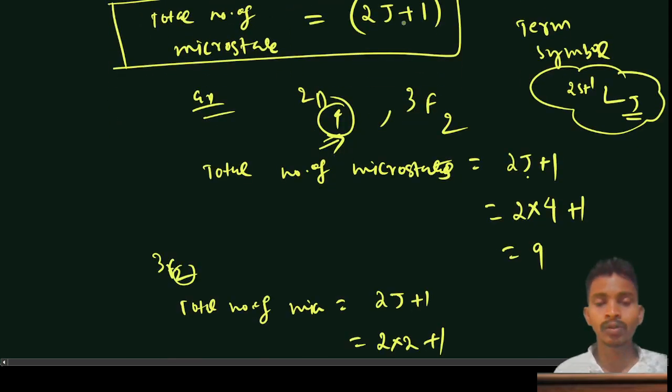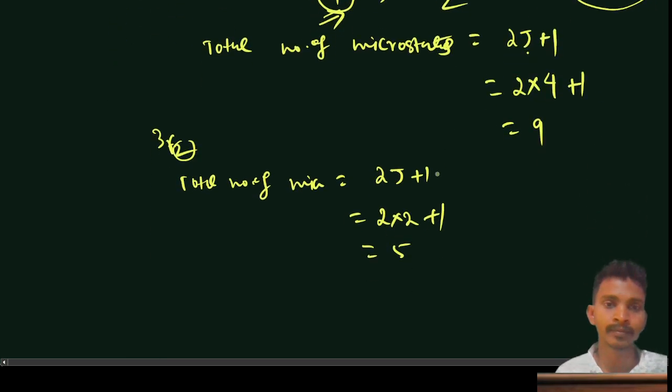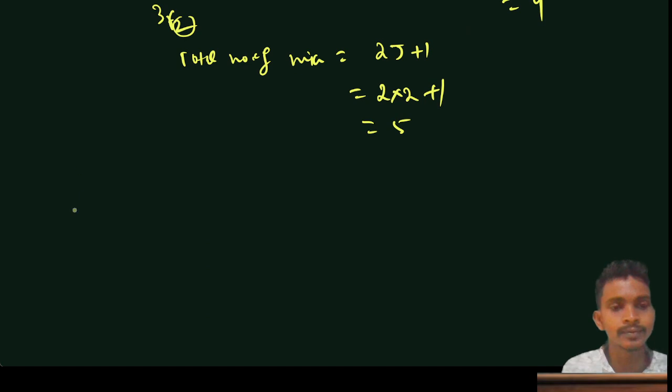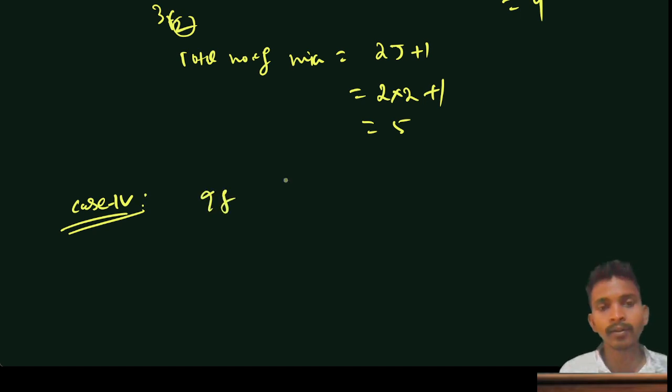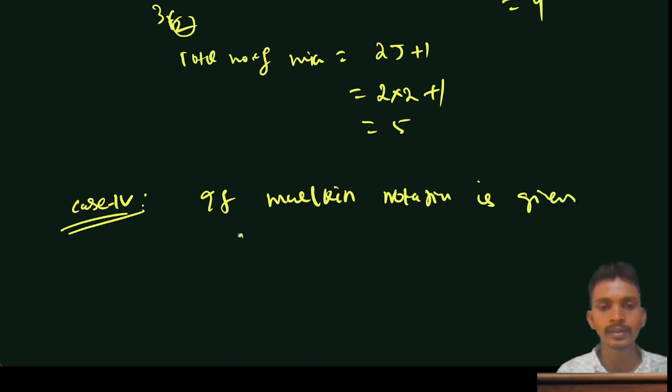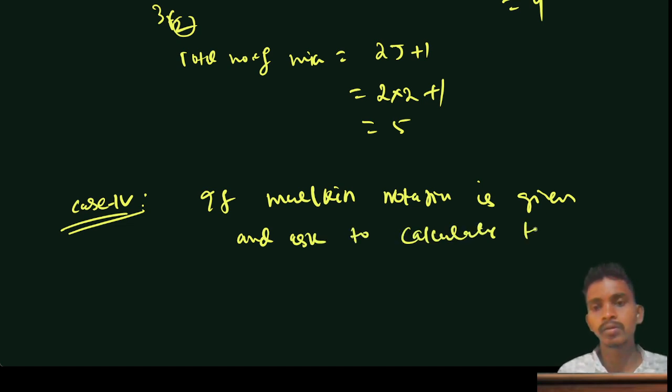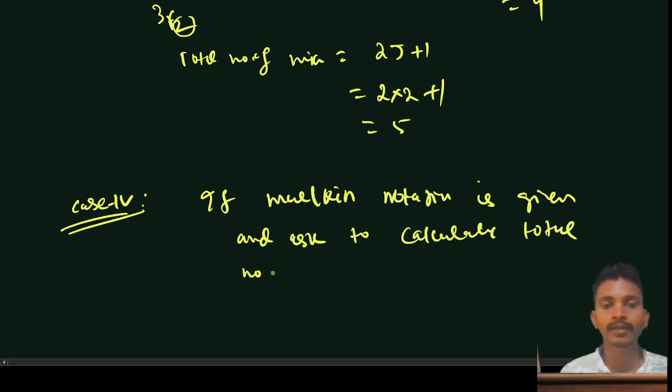Now we will go for case 4. This way also they can ask: if Mulliken term symbols or notations are given to you and asked to calculate the total number of microstates.